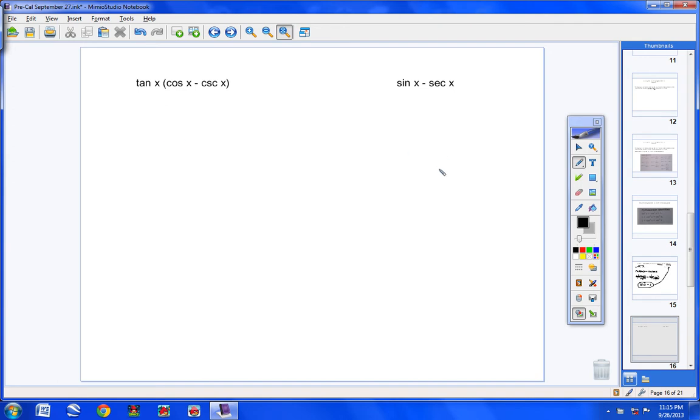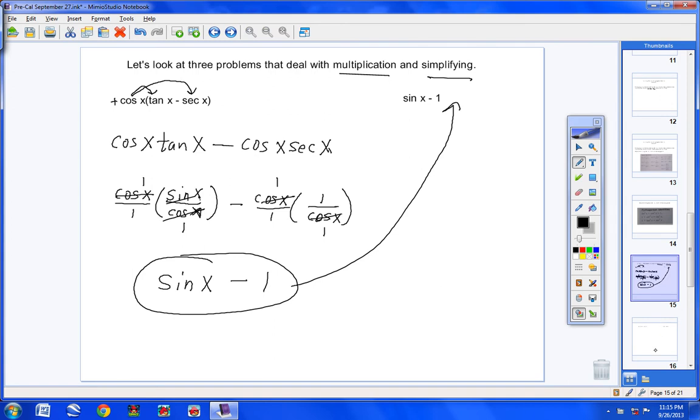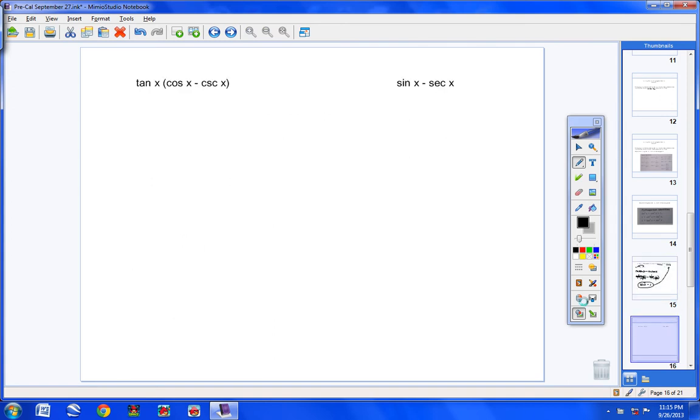Is that the one I just did, by the way? It's not, is it? I hope not. Let's go back a problem and see. No, it is not. Okay, good. All right, here we go. Tangent times cosine would be tangent x cosine x. And then tangent times cosecant would be negative tangent x cosecant x.